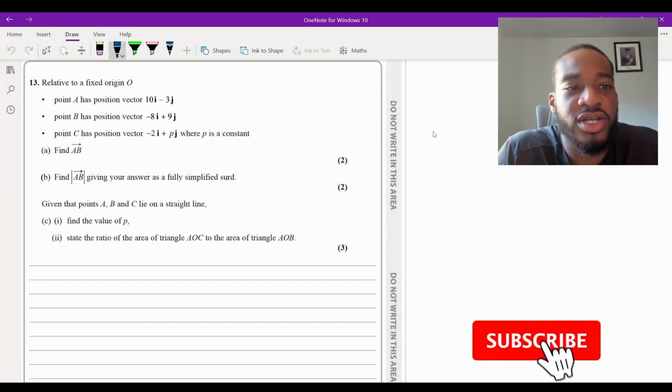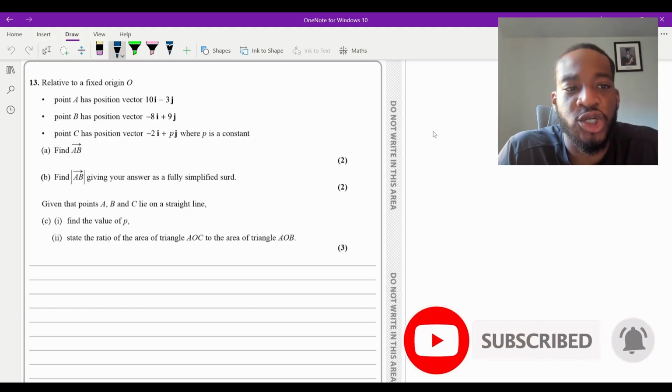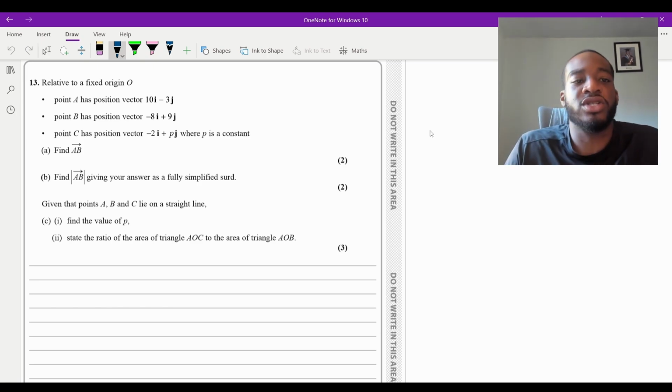Okay, so question 13 says, relative to a fixed origin O, point A has position vector 10i minus 3j, point B has position vector minus 8i plus 9j. Point C has position vector minus 2i plus pj, where p is a constant. Part A says we need to find the vector A to B for 2 marks. Okay, so this is very straightforward.